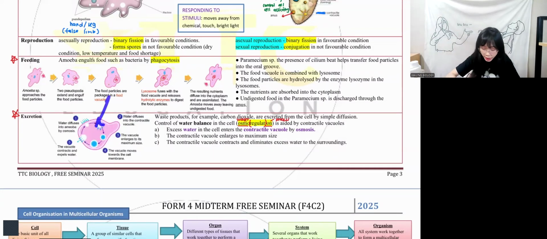For them, when the water keeps on going in, they cannot remove the water out. Then the cell will burst. It's a bursting of the cell. Okay, but we cannot see them go kaboom. There's no explosion. It's a bursting of the cell.